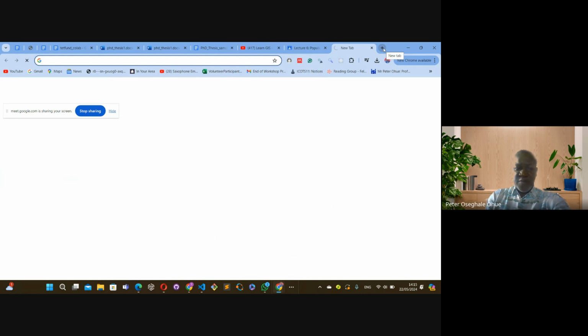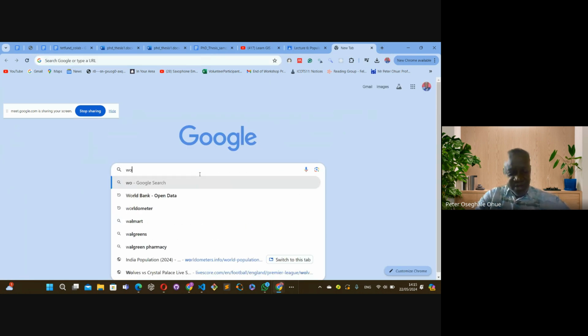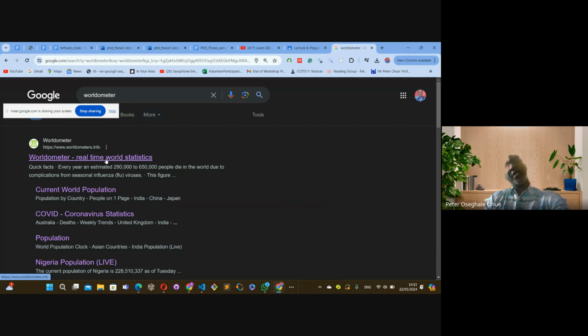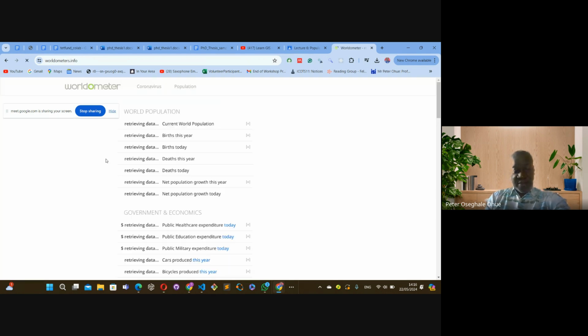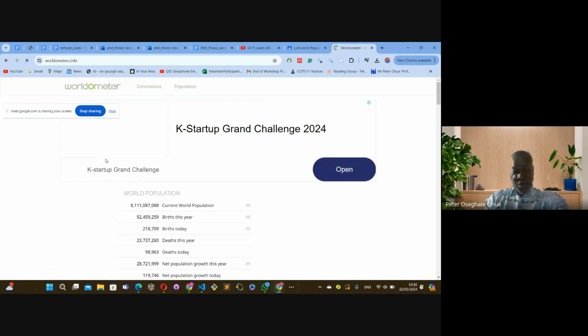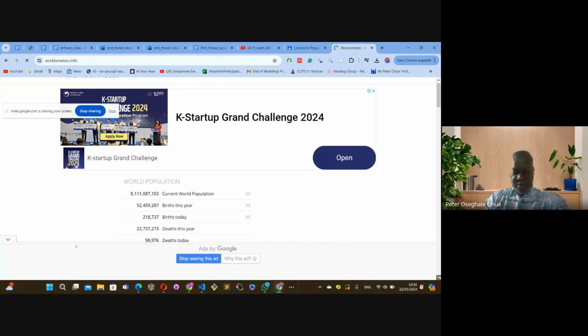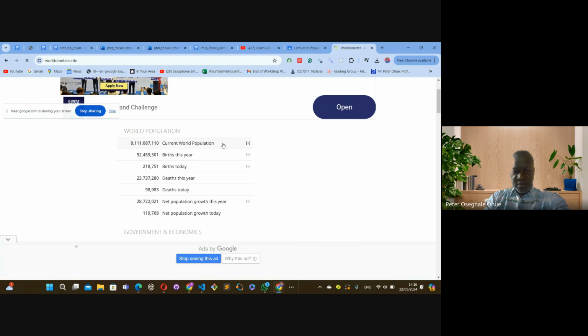But it's important for me to digress a bit, to go online and show us Worldometer. It's a website that you can visit to monitor activities, even in real time. So at the moment, the real time data shows the world population is 8.11 billion. If you can see my screen, you will see that this number looks as if it is increasing. Yes, it's increasing, but it's not just increasing, it's increasing and decreasing.